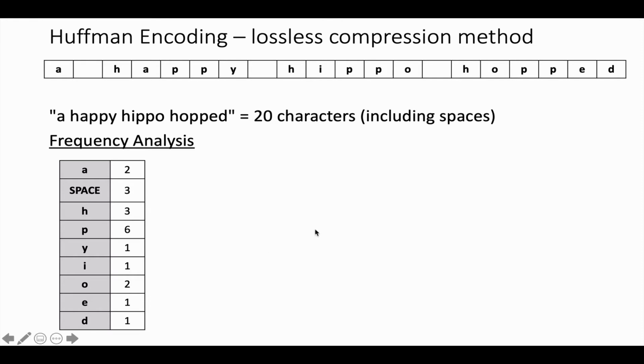So you can see I've got the letter A here, and that appeared twice. I then had a space, and then I counted how many more spaces there were. So there's 1, 2, 3 spaces. I then went to H, and there's 3 of them: 1 on happy, 1 on hippo, and 1 on hopped. And I've done that for the rest of them going down. So there's 20 characters in total, and we can see how many times each one of those occurs. P occurring 6 times has the highest frequency.